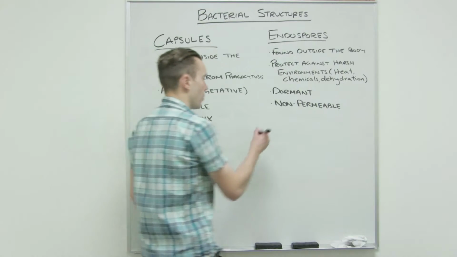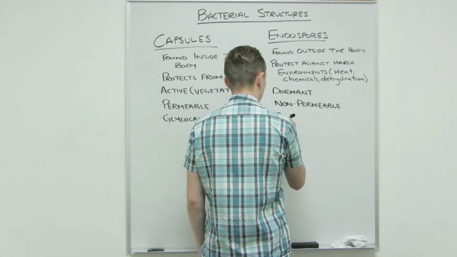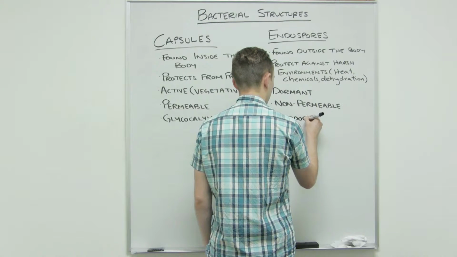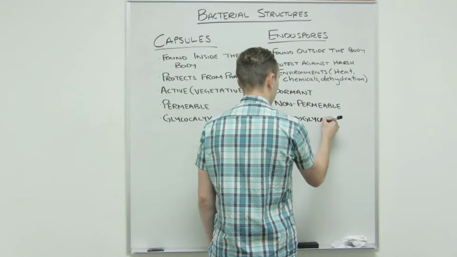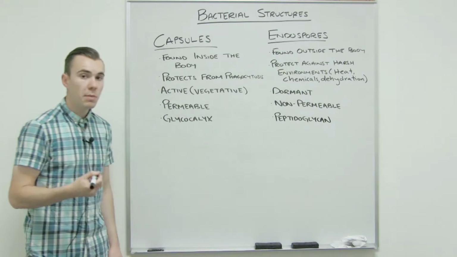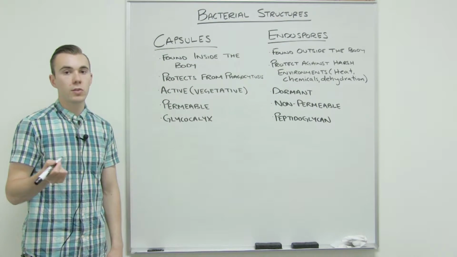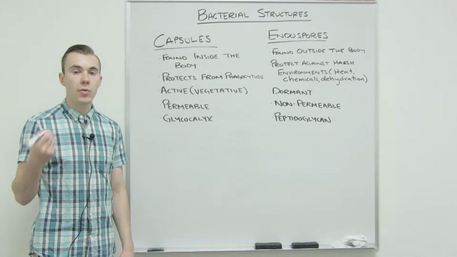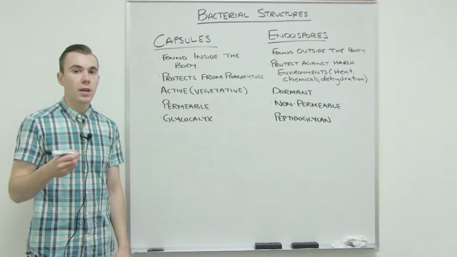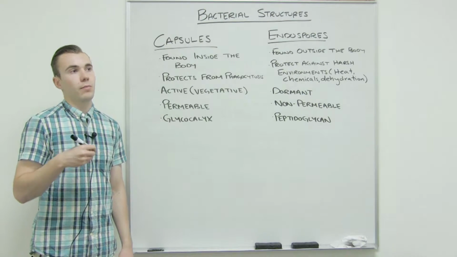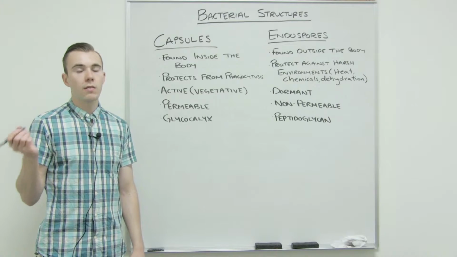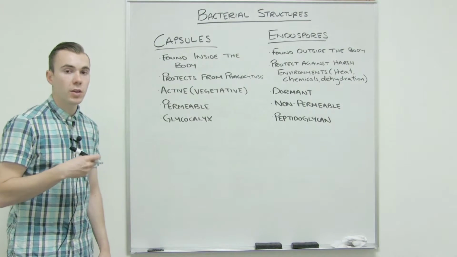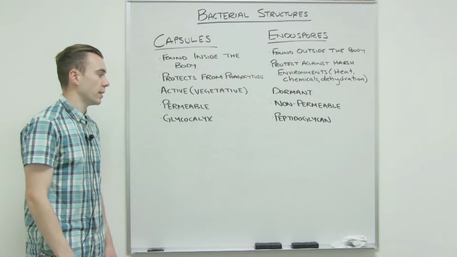Endospores, on the other hand, are made of peptidoglycan. But this is many, many layers of peptidoglycan. Although a gram-positive bacterial cell wall, if you remember, has a thick peptidoglycan layer, the endospore has approximately hundreds of layers versus the approximately 30-ish layers you could find in a gram-positive. So there's a lot of peptidoglycan to help protect it.